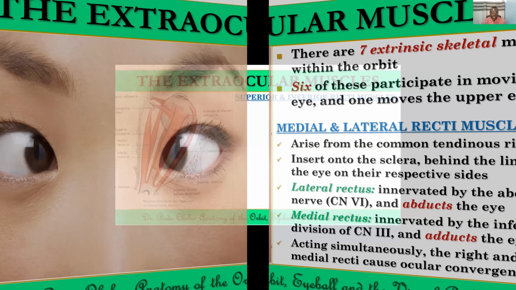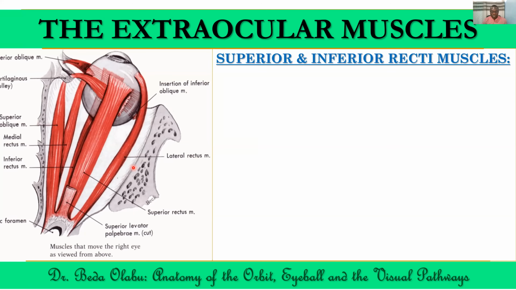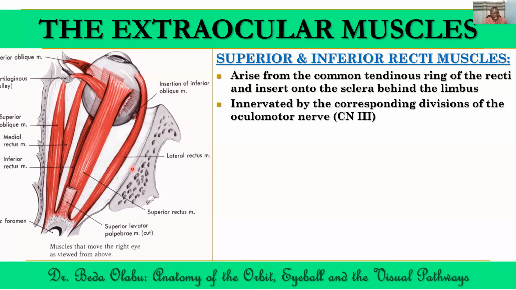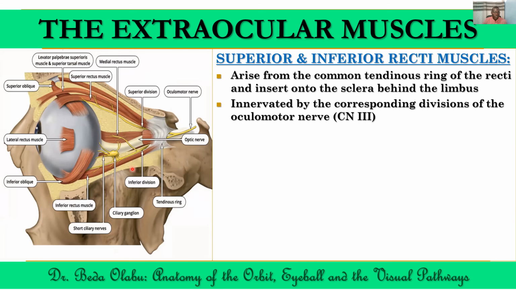Okay, now we can talk about the superior and inferior recti muscles. Just like the others, they also arise from the common tendinous ring, and they attach into the sclera just behind the limbus. The nerve supply of the superior and inferior recti is still the oculomotor nerve, but now different divisions. The superior rectus is supplied by the superior division of the oculomotor nerve, and the inferior rectus by the inferior division. This shows you the superior division of the oculomotor, the slip to the superior rectus. This shows you the inferior division, the slip to the inferior rectus.